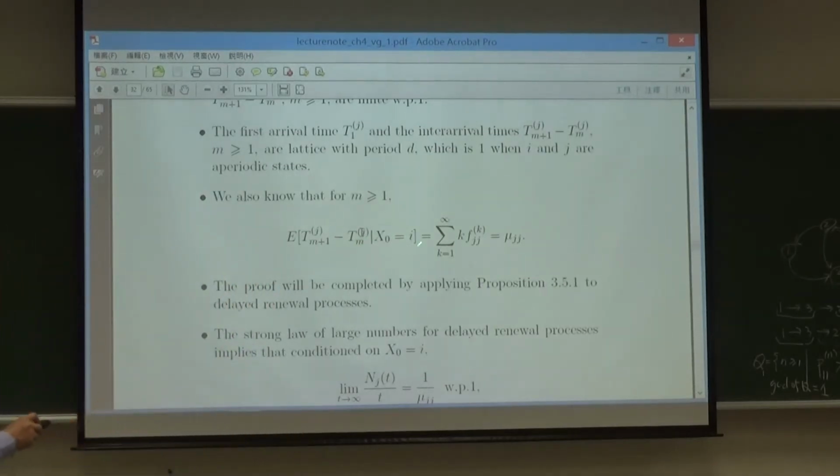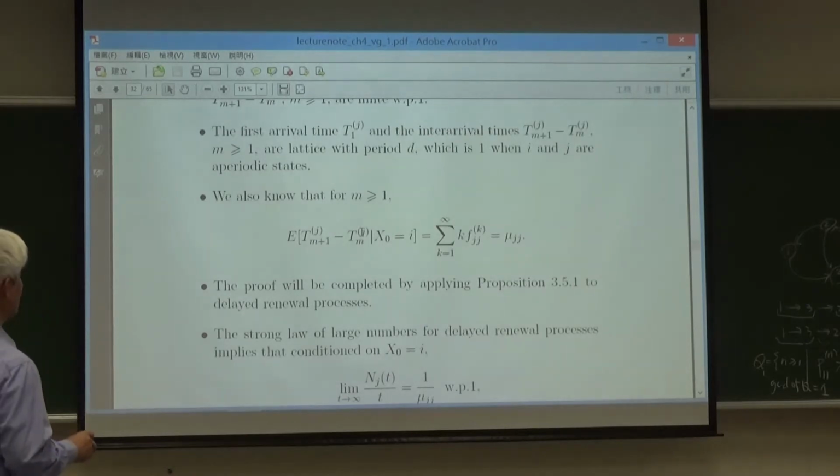Conditional on the initial state i, this is the inter-arrival time, and the expected inter-arrival time is mu jj, as we defined before. The proof is by applying renewal theory for the delayed renewal process, especially Proposition 3.5.1 we mentioned in the last chapter. Because this is just the renewal property, for example, the strong law of large numbers for the delayed renewal process implies, conditional on the initial state, that the limit is 1 with probability 1. We already proved that before.